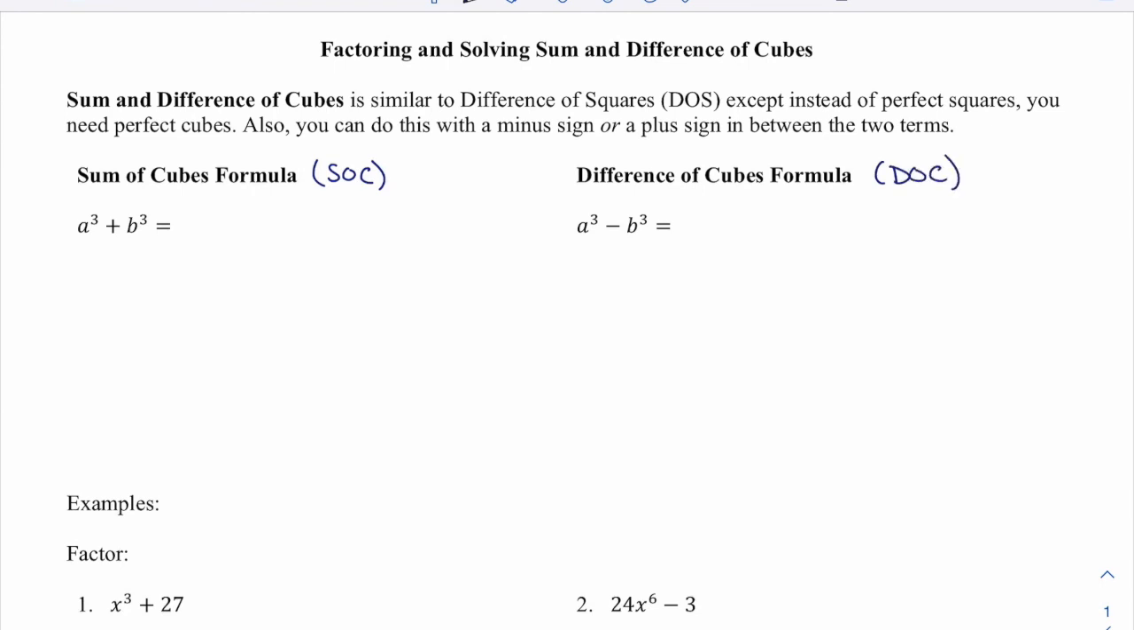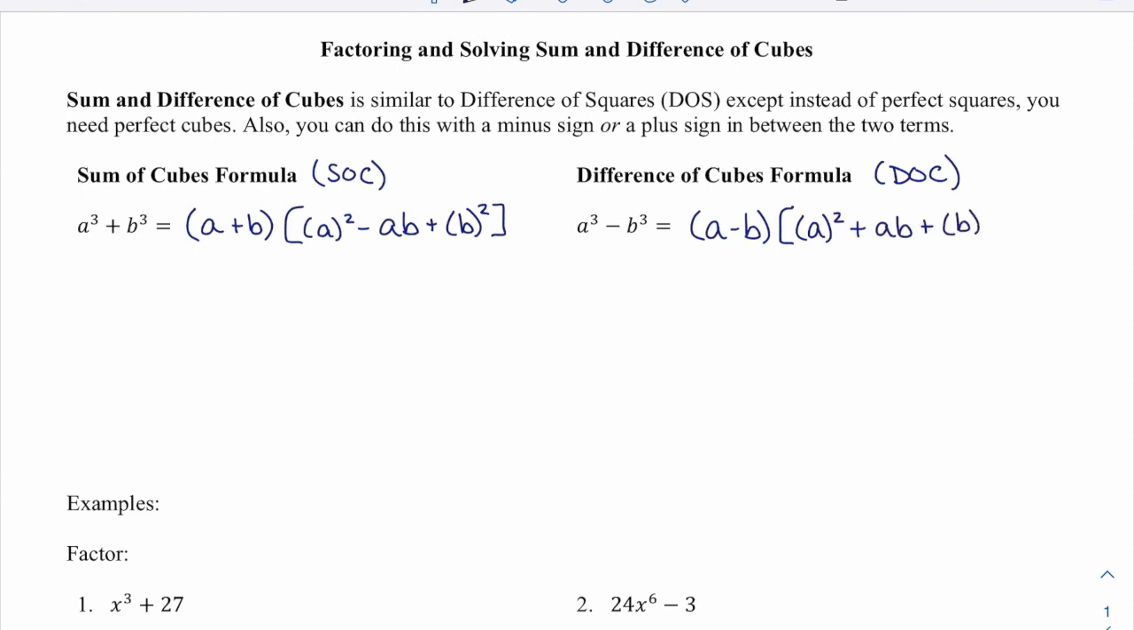They are very similar formulas. The only thing that changes is the order that the signs are in. So for sum of cubes, it's going to be a plus b times a squared minus ab plus b squared. And for difference of cubes is going to be a minus b times a squared plus ab plus b squared.